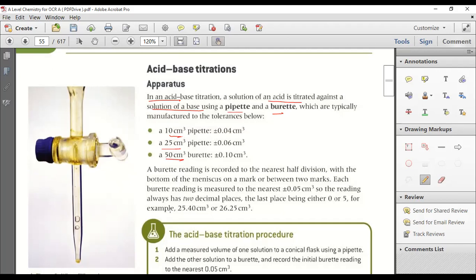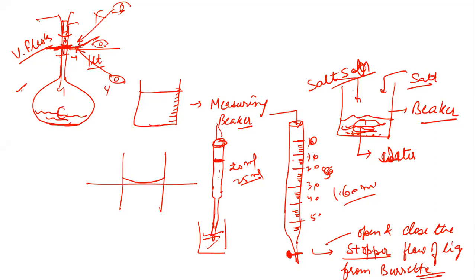Now, a burette reading is recorded to the nearest half division, with the bottom of the meniscus between the two marks. So whatever the nearest half division is in the burette, we need to measure it. What does the nearest half division mean? Suppose the marking is coming like this.